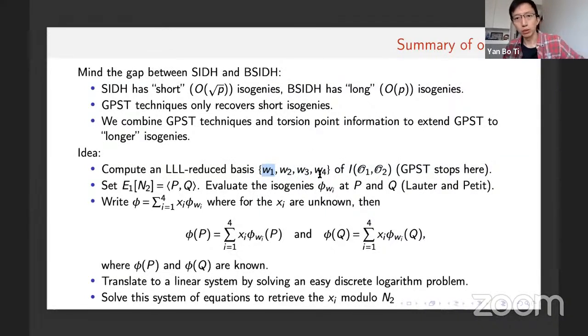What we do is that we need to use the torsion point information, which is given by your phi P and your phi Q. And we need to express phi P and phi Q in terms of linear combinations of omega. So the first thing you need to do is evaluate these isogenies on P and Q, and this you can do using a technique by Lauter and Petit. And once you have all this information, you put it in an equation of the following form and solve it using linear algebra, which can be done well with techniques listed in the paper.